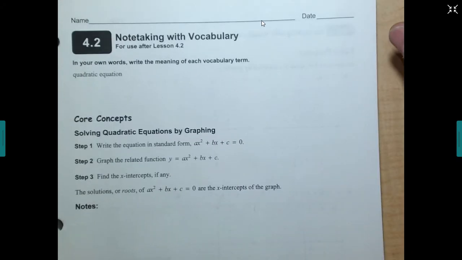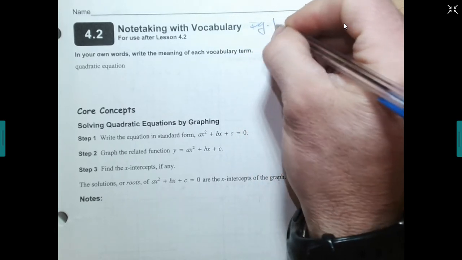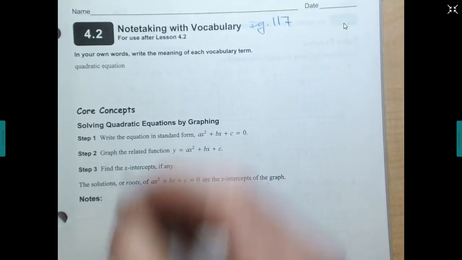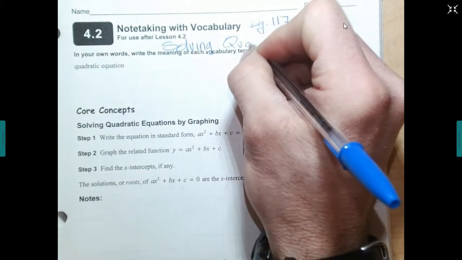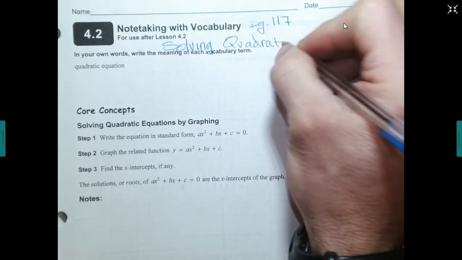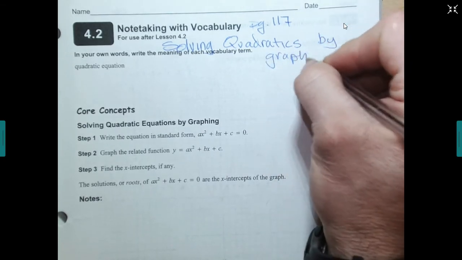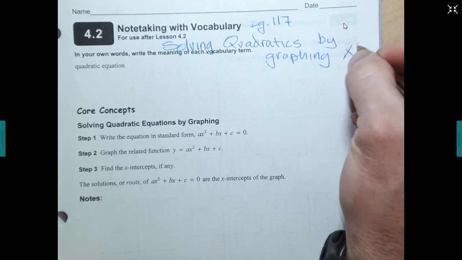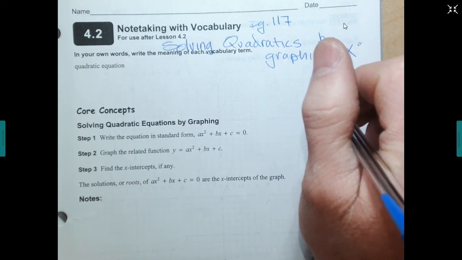Good morning, students. Today we are going to be solving quadratic equations by graphing. I'm on page 117 to take notes. What we're doing today is solving quadratics by graphing, by graphing our x values.